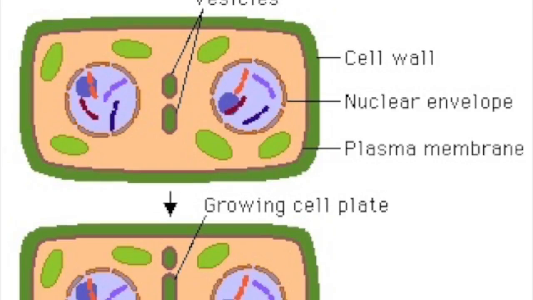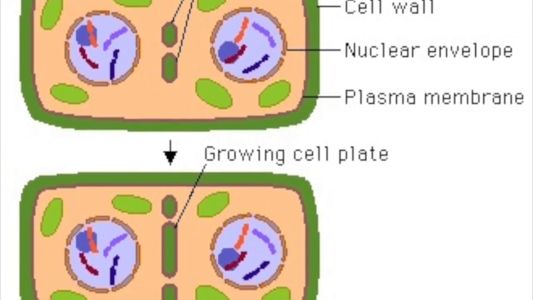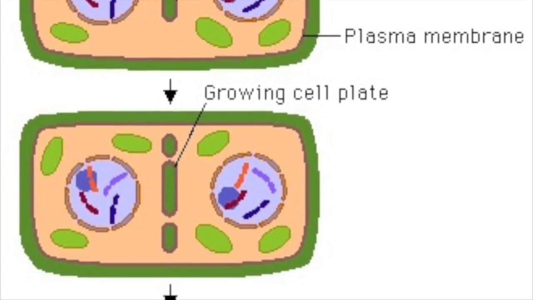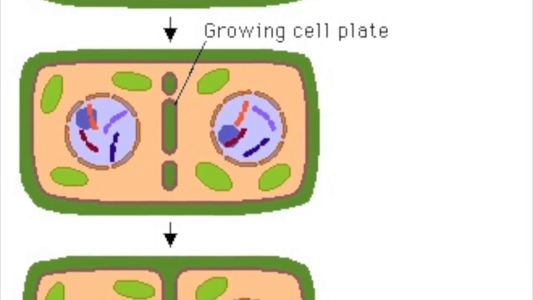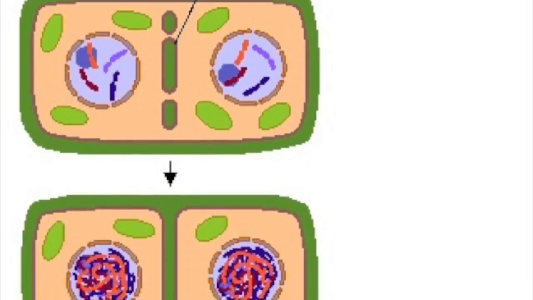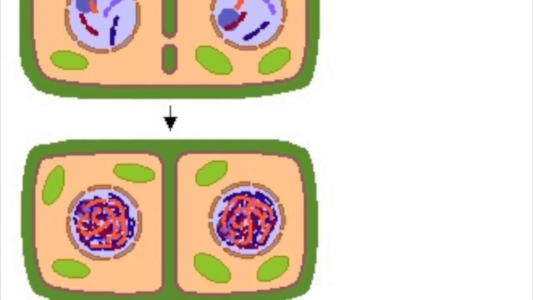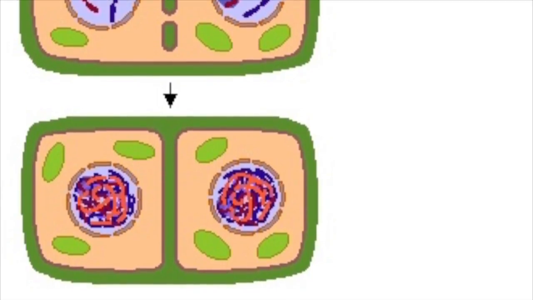In plant cells, carbohydrate-rich vesicles will clump together along the equatorial plane after anaphase. This will form the cell plate. The cell plate will extend outward and attach to the cell wall, creating two distinct independent daughter cells.